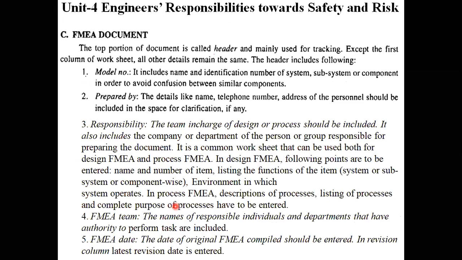Okay, next one, FMEA document, failure mode and effects analysis. The top portion of the document is called the header and is mainly used for tracking. Except the first column of the worksheet, all other details remain the same.